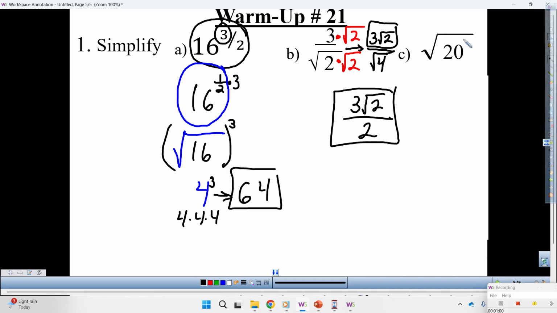1C, we need to rewrite this where one of the numbers is a perfect square. Now, some of you are like, what does that mean, Mr. Q? Look up. What is 1 times 1? 2 times 2? 3 times 3? 4 times 4? 5 times 5? All those are perfect square numbers. So, what 2 numbers multiply give me 20 where one of the numbers is a perfect square? Tell your neighbor, one of the numbers is a perfect square.